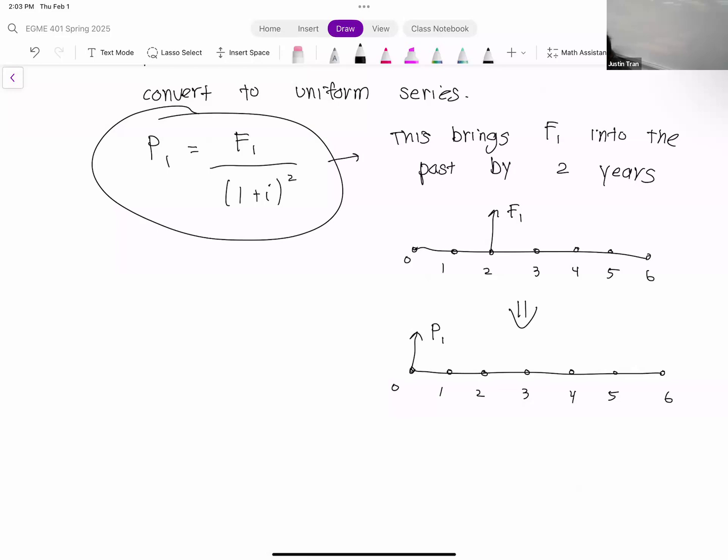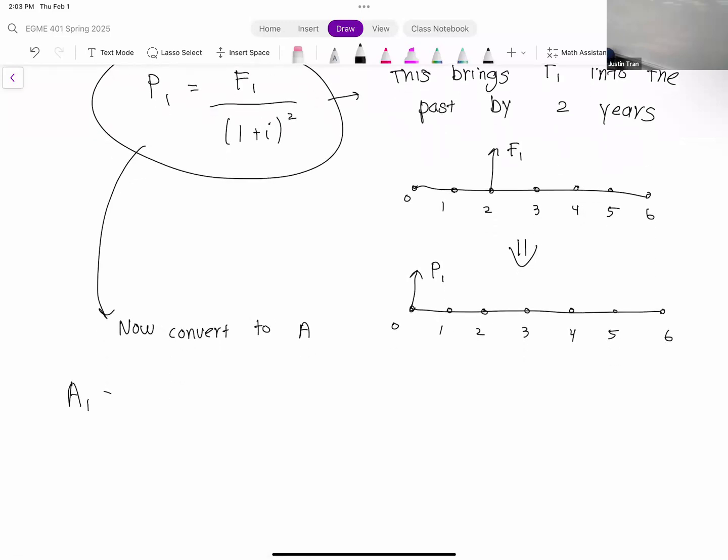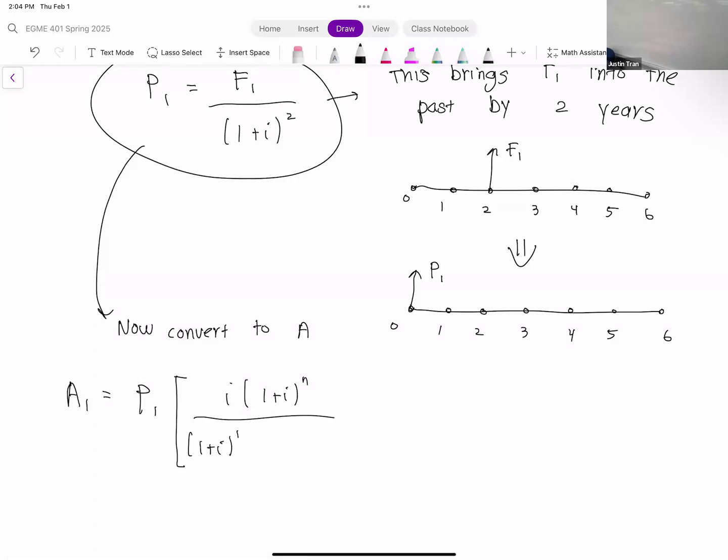All right. So now we can take this and use our P to A conversion. Now we're going to convert this to A. We'd still be in standard form here, because a present sum, by definition, as long as you have a single lump sum of cash in year 0, is always standard form. So we can take this present sum and distribute it across a uniform series through whatever number of years. Finally, we have A1 equal to P1 multiplied by i times 1 plus i to the n, divided by 1 plus i to the n minus 1.